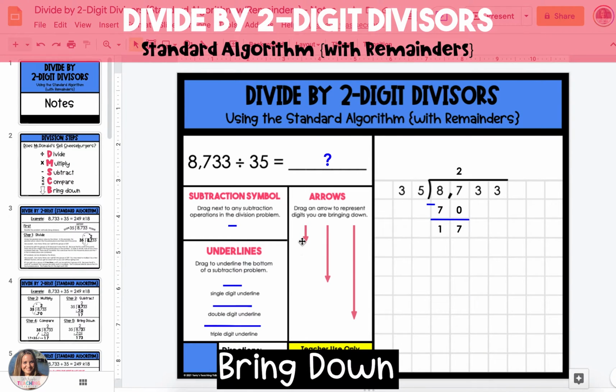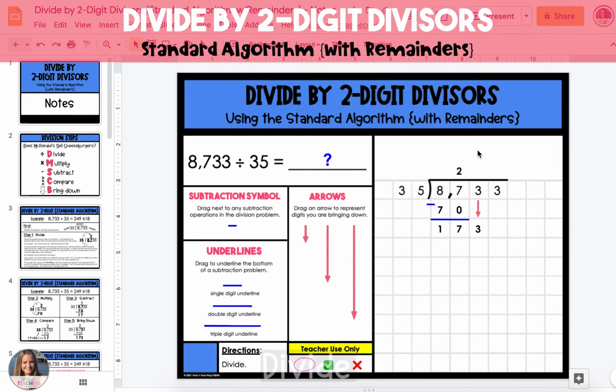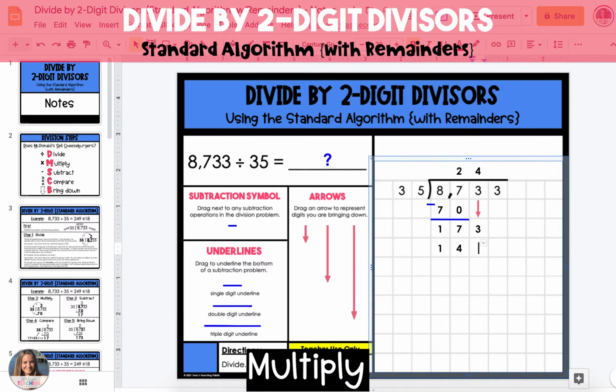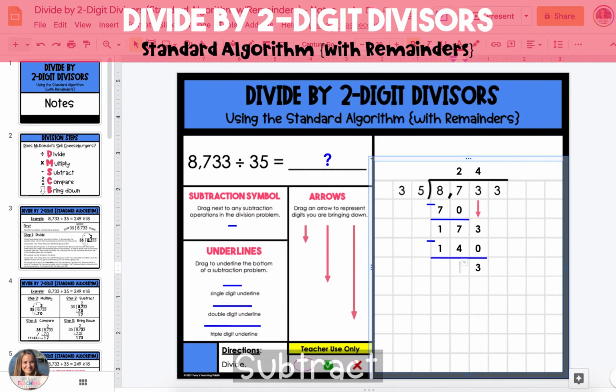Bring down the next digit in the dividend, which is the 3 in the tens place. Then we'll start the division steps again from the beginning. Divide 173 by 35. 173 can divide by 35 4 times. Multiply the 4 by the divisor 35, and 4 times 35 is equal to 140. Now subtract: 173 minus 140 equals 33.